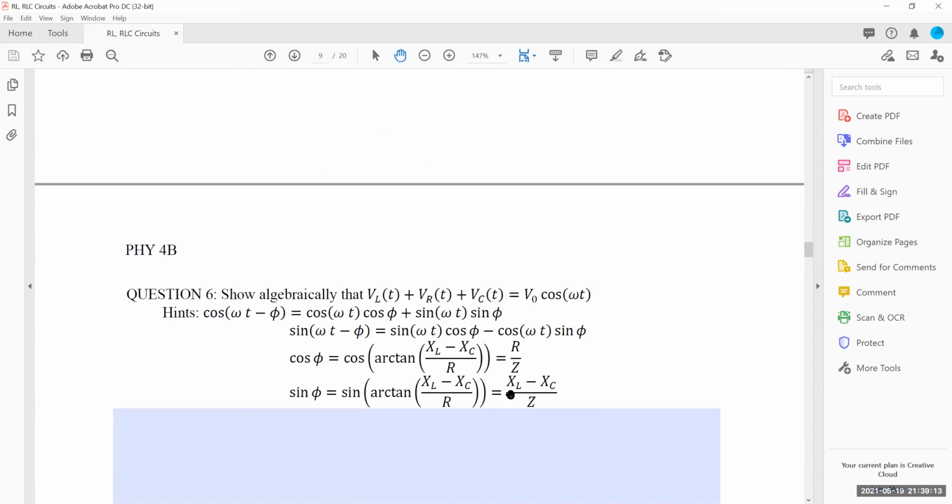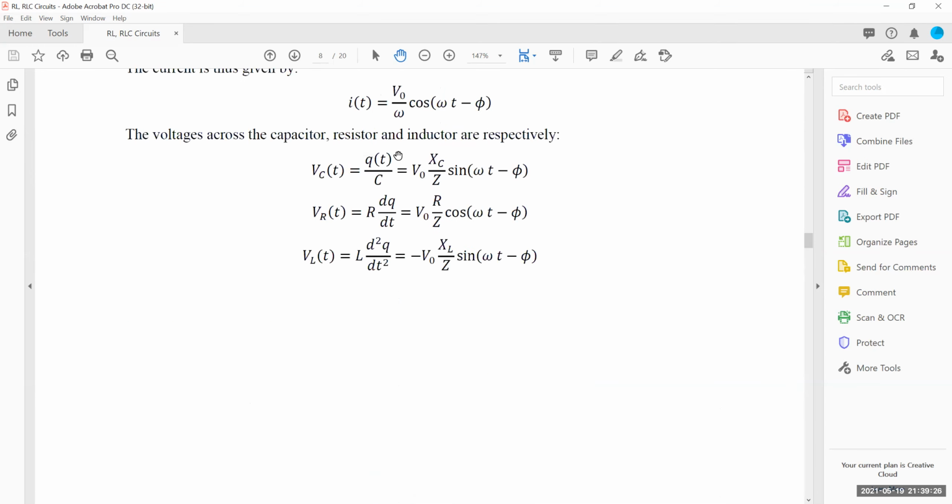And the sine of phi, you actually have an X_L minus X_C. There is already an X_C multiplying this too. So you will have an X_C times (X_L minus X_C) squared. So the thing started to look now more familiar. This is just this term.